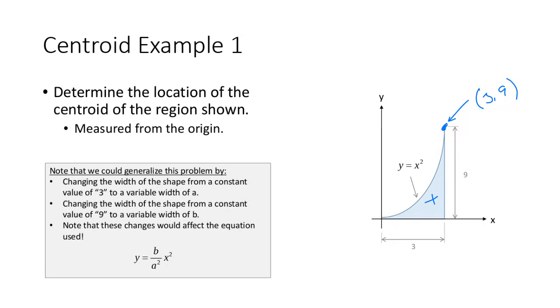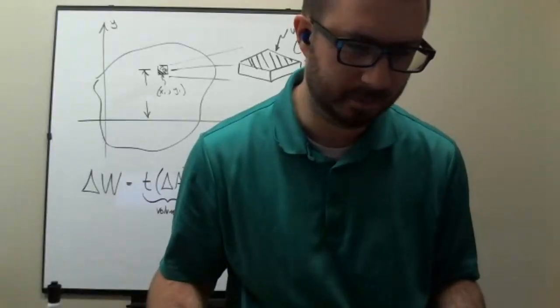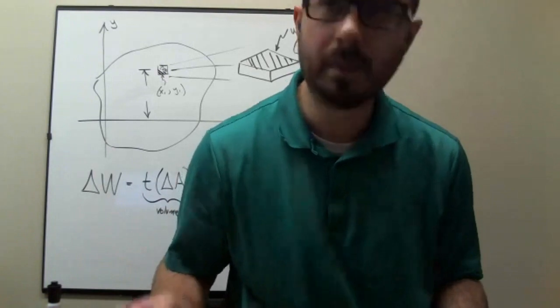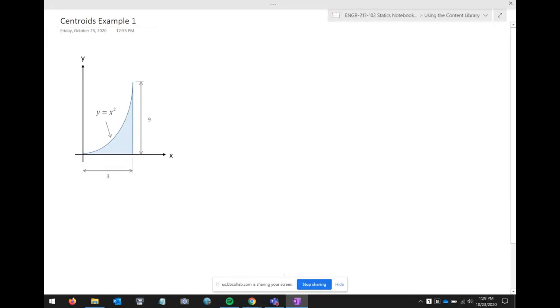So let me stop my share and bring up my notebook. Okay, so here's the problem, and let me get my keyboard detached. Get my power cord plugged up. I accidentally unplugged that. There we go. That's a little better.